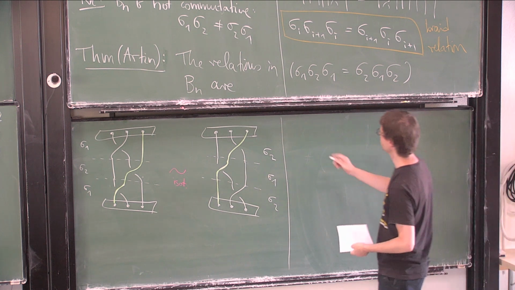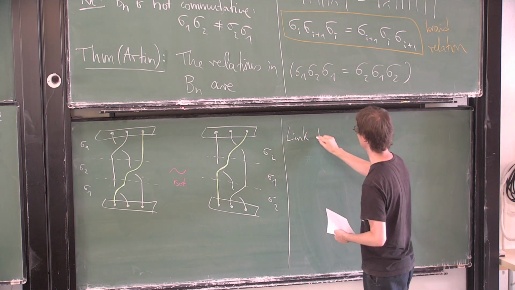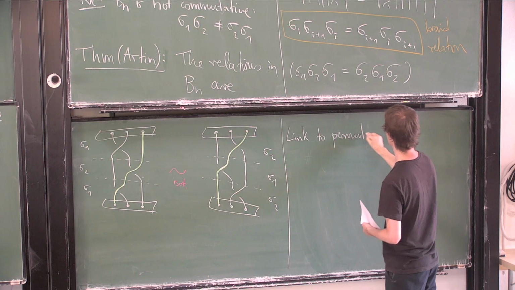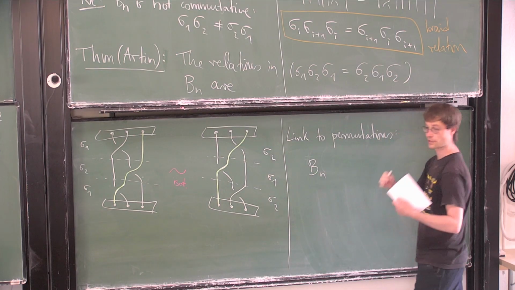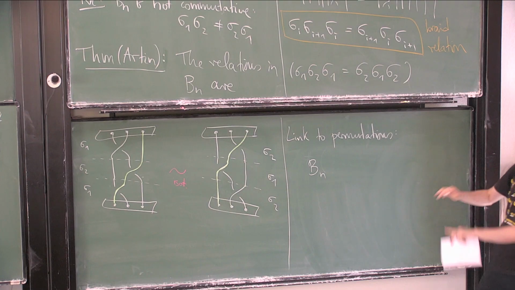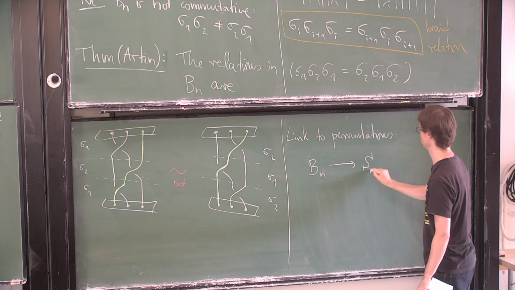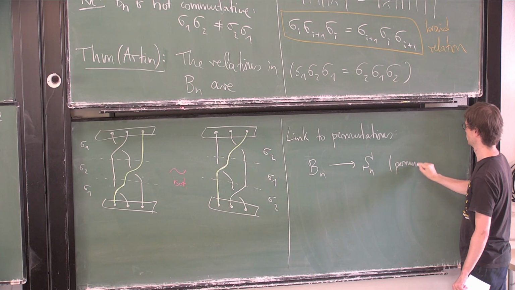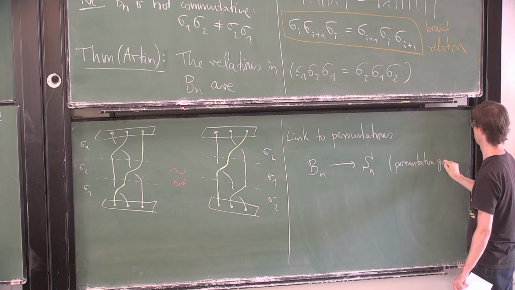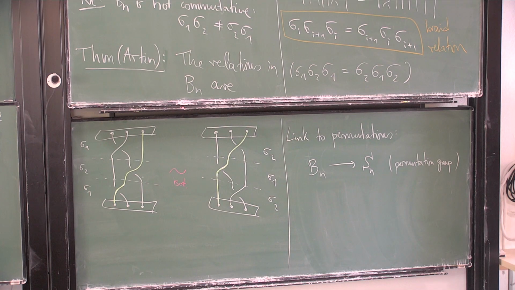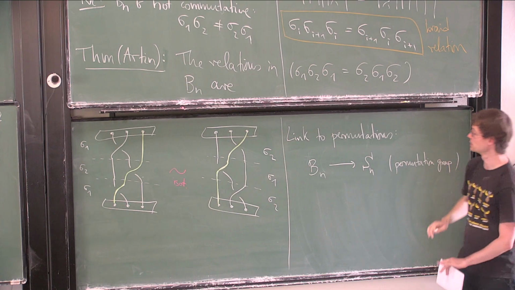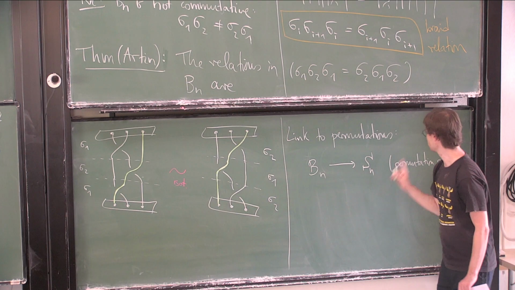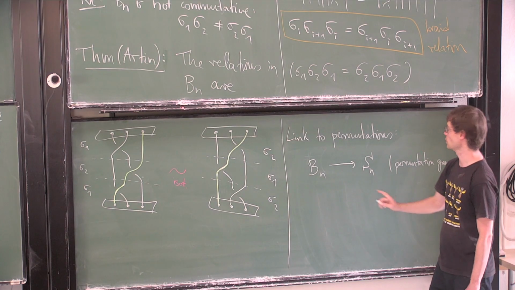Some more remarks. There's of course, as I already mentioned, a link to permutations. You have this braid group, and every braid, just looking at the endpoints, gives you a map to the symmetric group, the permutation group. It's literally how the initial points get permuted through the braid. And the fact, which is not difficult to show, is that this is a group homomorphism.